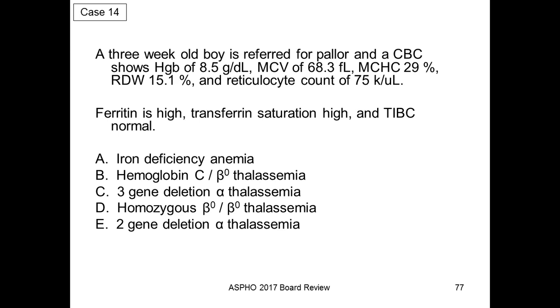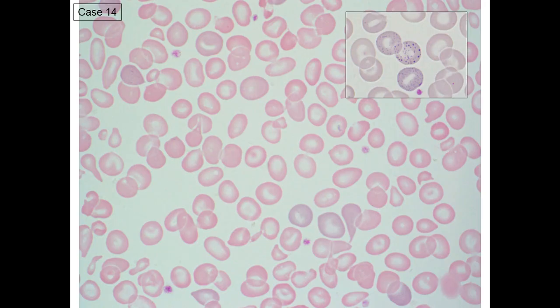Is it consistent with 3-gene deletion of alpha thalassemia? Is it homozygous beta thalassemia? Or a 2-gene deletion of alpha thalassemia? So here's the smear again. And what you can see in the inset is an example of coarse basophilic stippling.